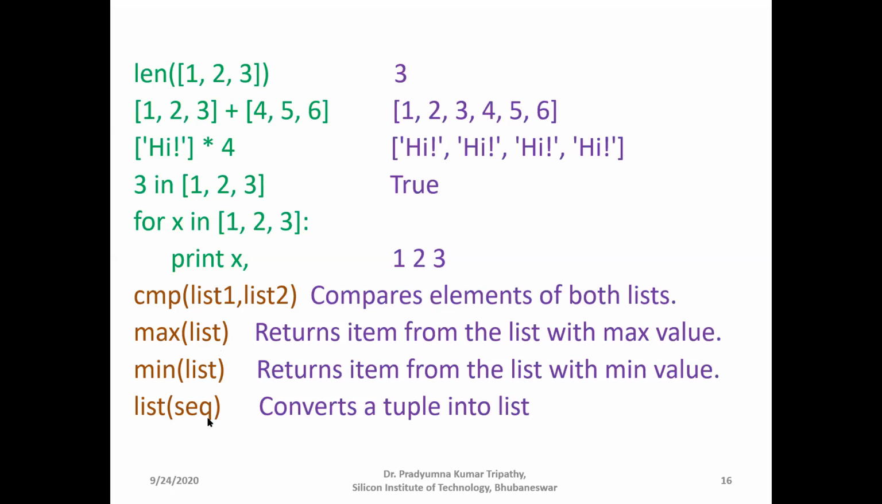List of a sequence. Suppose I have a tuple. Tuple I have not told till now. Suppose I have some other data type. I want to change it to list. I have a sequence. I want to change it to list. I'll give a sequence over here and I give the list function, it will be converted to list.